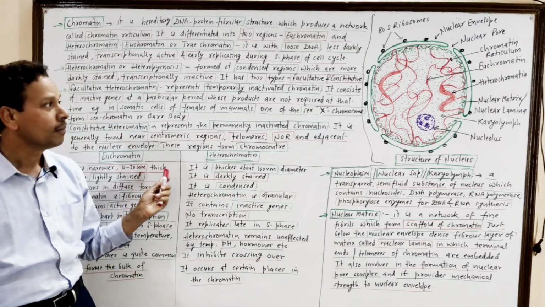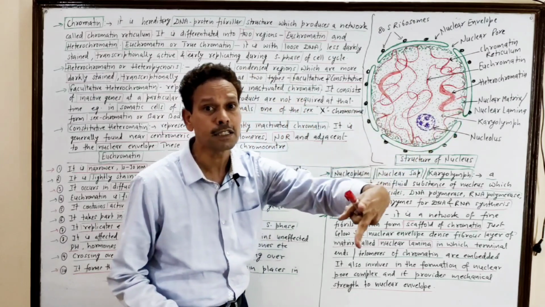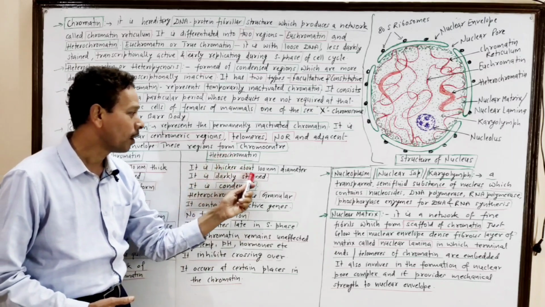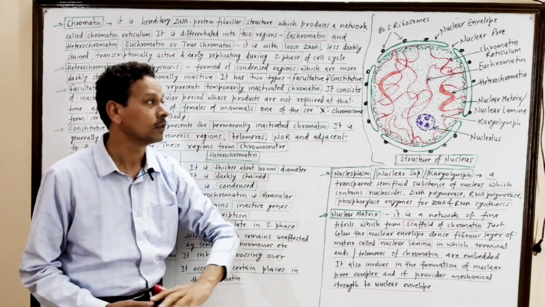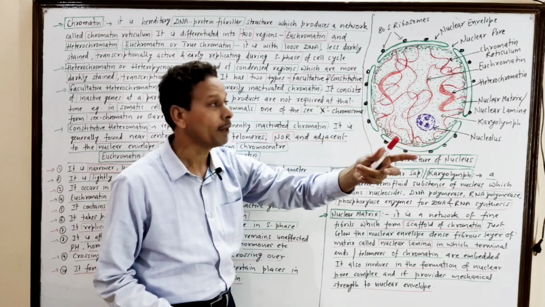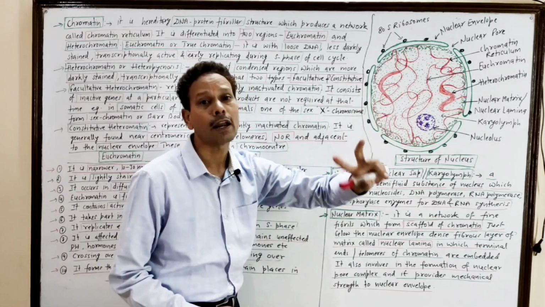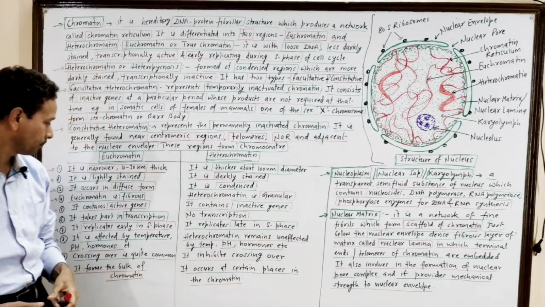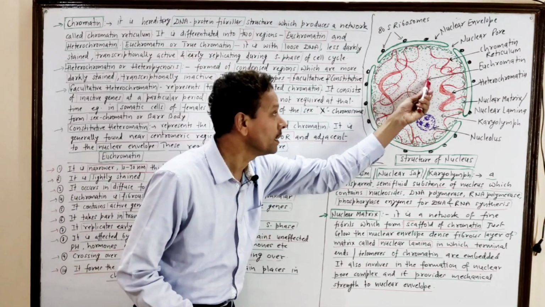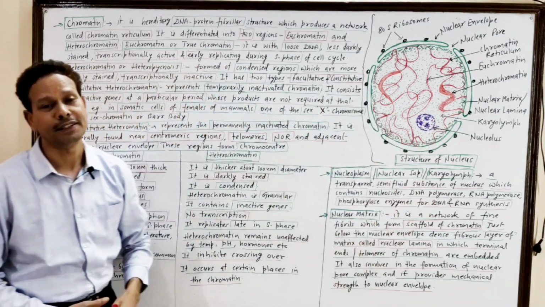Diameter is very less. But in heterochromatin, the condensed part, it is much thicker, with a diameter of about 100 nanometer. The narrow part is euchromatin, and the thicker part is heterochromatin, about 100 nanometer in diameter. Euchromatin is lightly stained, but heterochromatin is darkly stained.